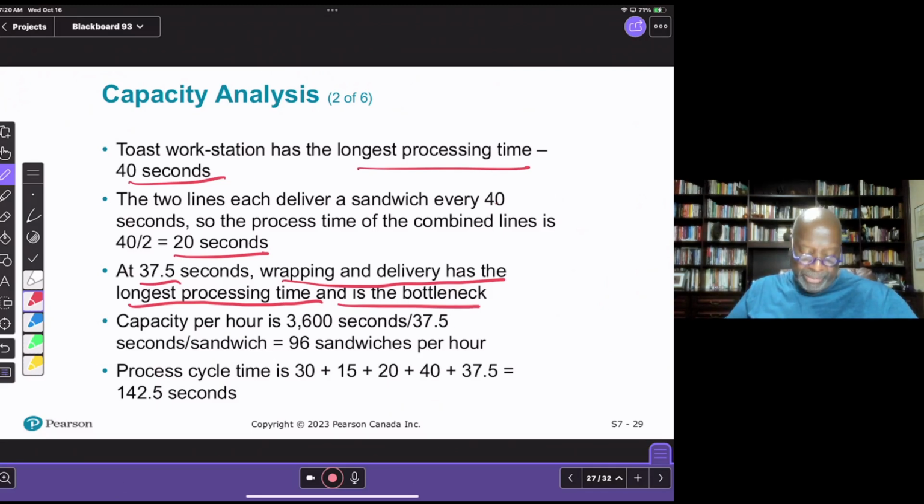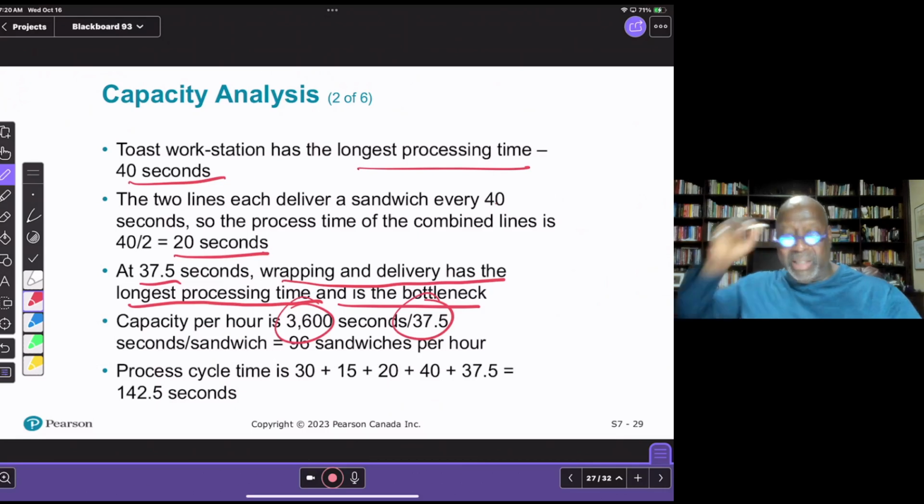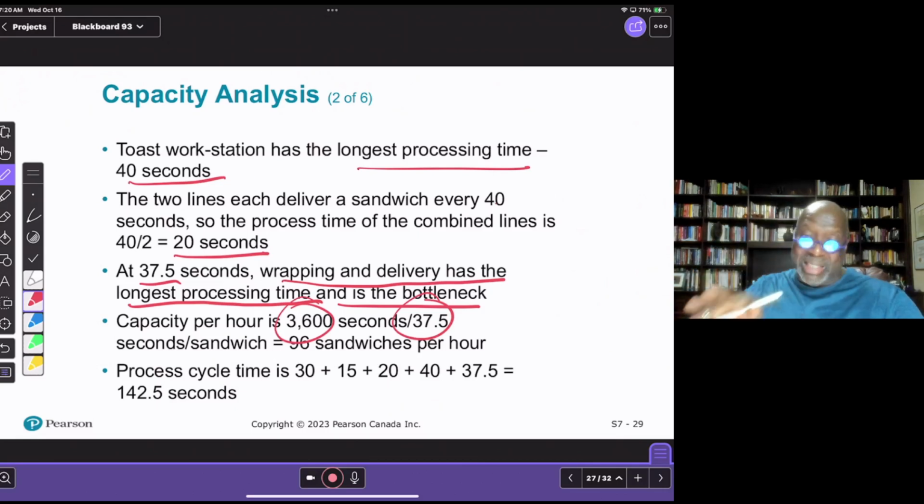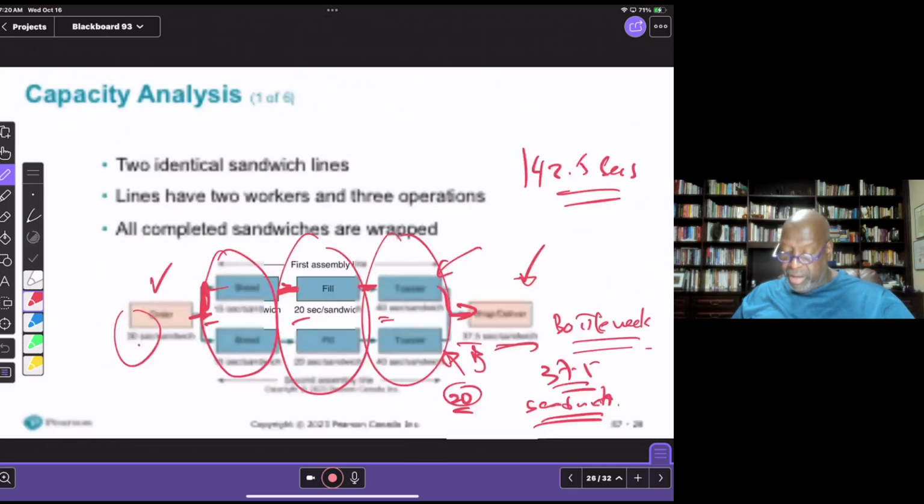Capacity per hour is, if we want to determine the capacity of the entire system, since 37.5 seconds is the bottleneck, then we would have to take an hour, 60 minutes times 60 seconds, and then divided by 37.5. I just realized something here.